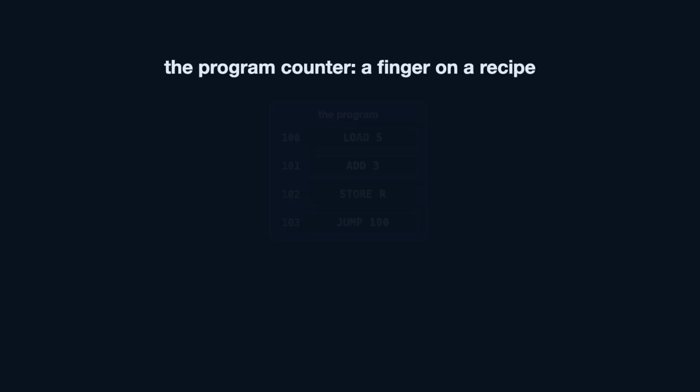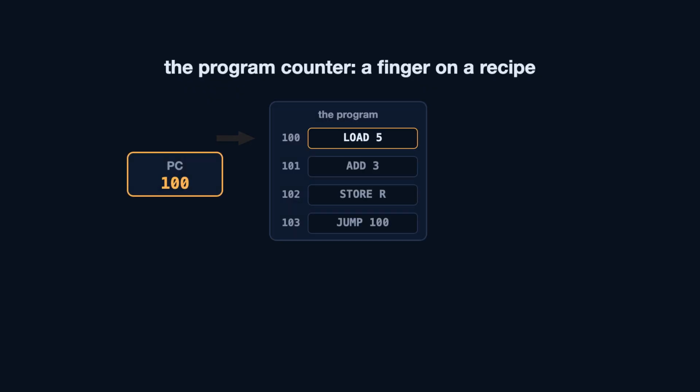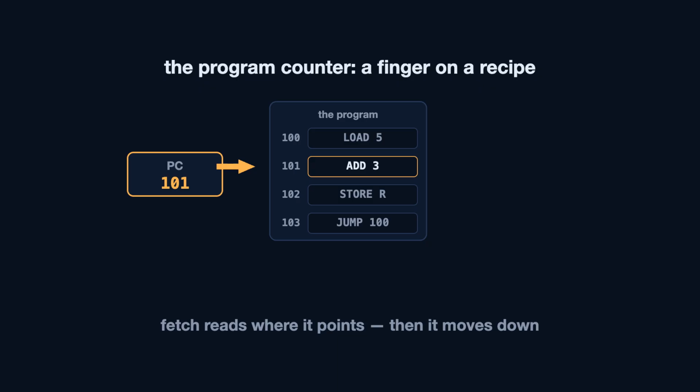One special register drives it all, the program counter. It holds the address of the next instruction like a finger sliding down a recipe. Fetch reads where the finger points, then the finger moves down.